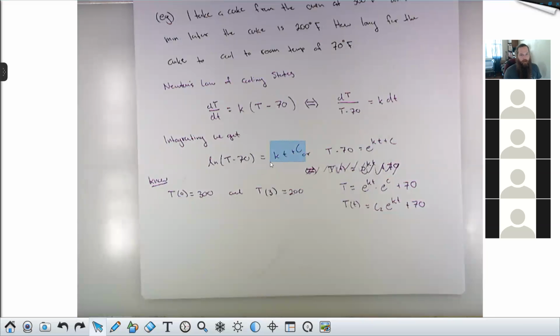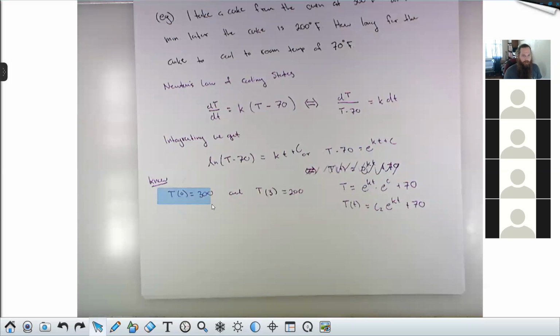Make sure you come back to this line and add your plus c here. I got sloppy. Then when you exponentiate to undo the logarithm, you'll have e to the kt plus c on the right-hand side, the plus c in the exponent. Splitting that up, that's e to the kt times e to the c, and then we relabel e to the c as C2.